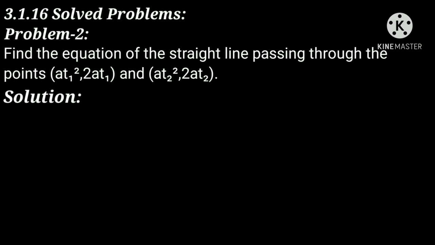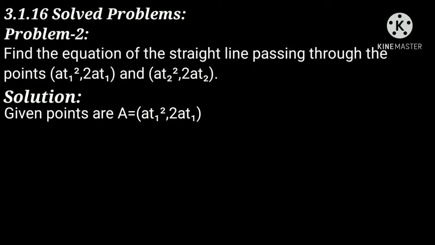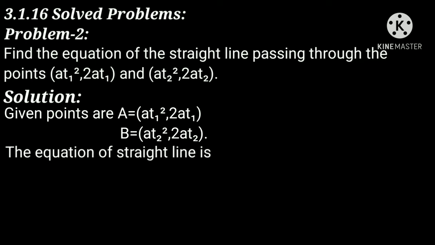Solution. Let us assume that the given points are A equal to (a t1 square, 2a t1) and B equal to (a t2 square, 2a t2). Now, we will find the equation of the straight line by using the given two points. Then, we will use the two-point form formula. The equation of the straight line is (x minus x1) into (y1 minus y2) equal to (y minus y1) into (x1 minus x2). This is the formula.